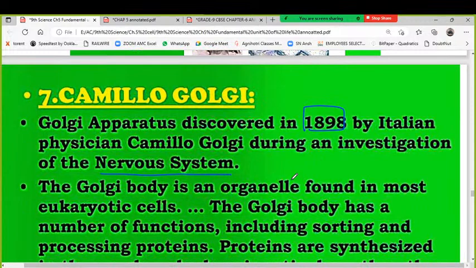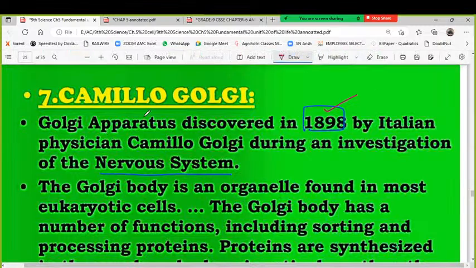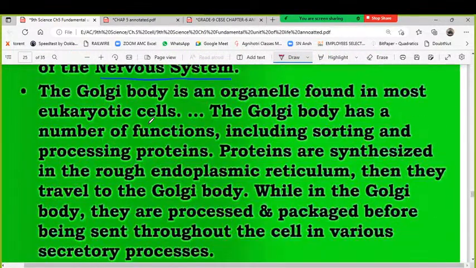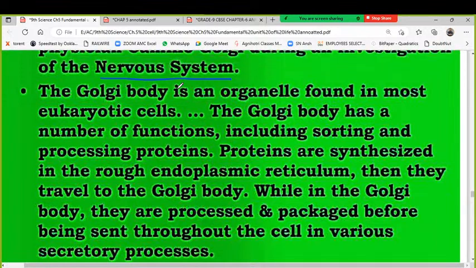Then we have Camillo Golgi, very famous. The Golgi apparatus was actually discovered in 1898 by this very famous physician. During an investigation of the nervous system, he actually discovered the Golgi apparatus. The Golgi body, I will tell you what the Golgi body does in our cell. The Golgi body is an organelle found in most eukaryotic cells. It is found actually in eukaryotes. I've already told you what prokaryotic and eukaryotic are and what the difference is in these cells.